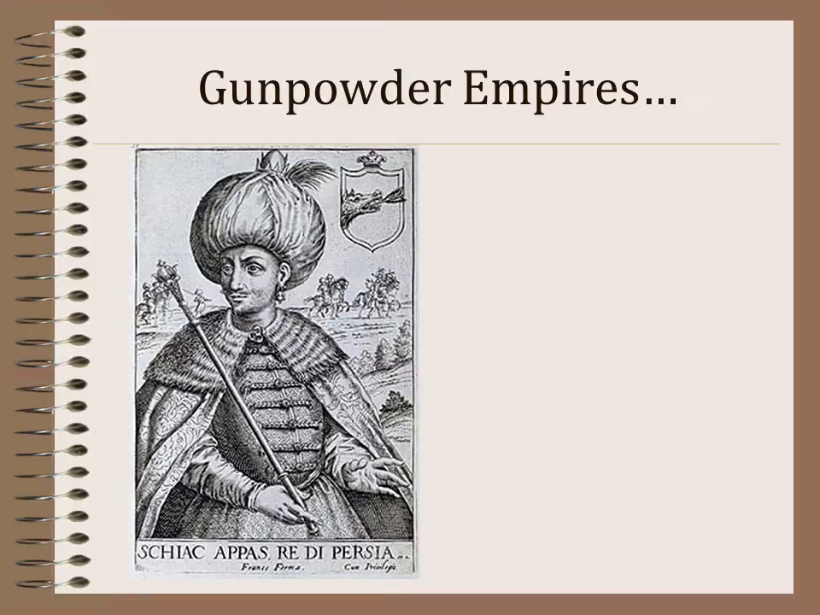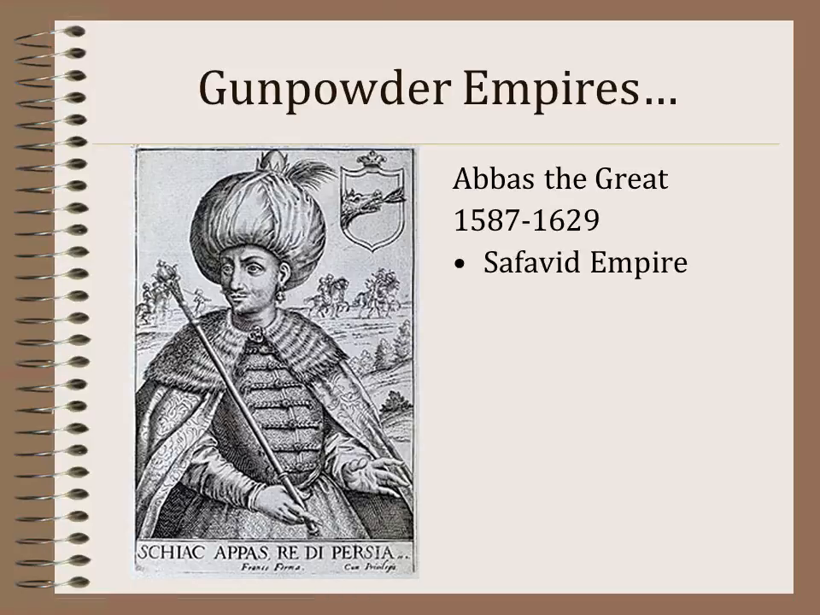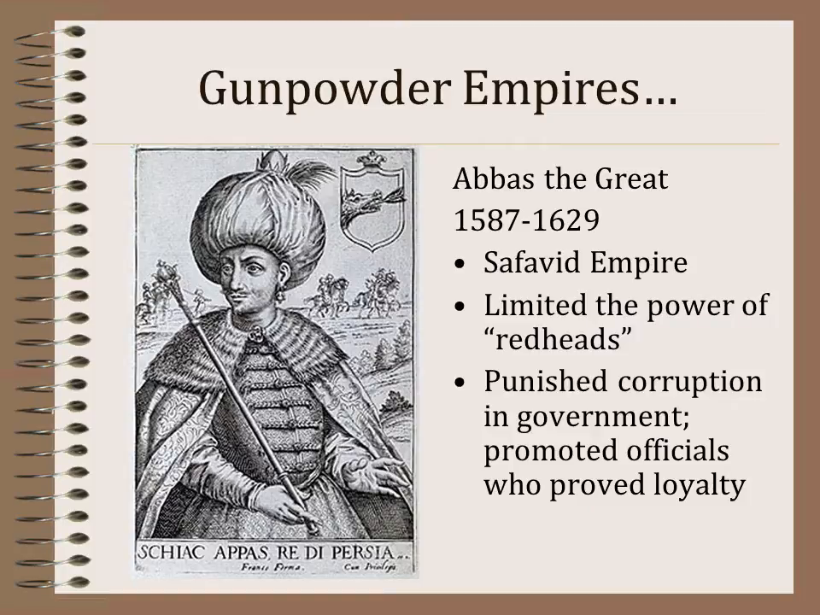In another Gunpowder Empire, the Persian Empire of the Safavids, Abbas the Great rose to power and kind of came to dominate political control. He was known as kind of the greatest absolute ruler of the Safavids. He was able to curtail some of the power of the Redheads, which was the Shia militant group who had kind of formed the dynasty of the Safavid Empire.